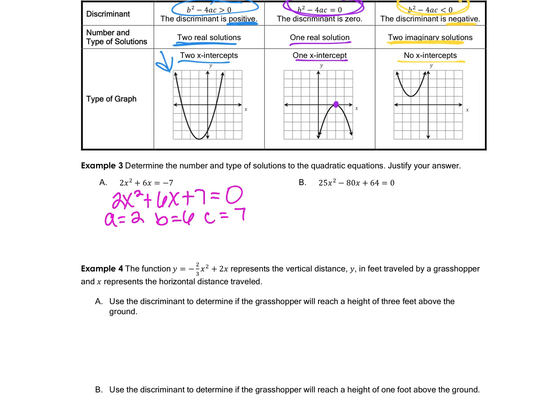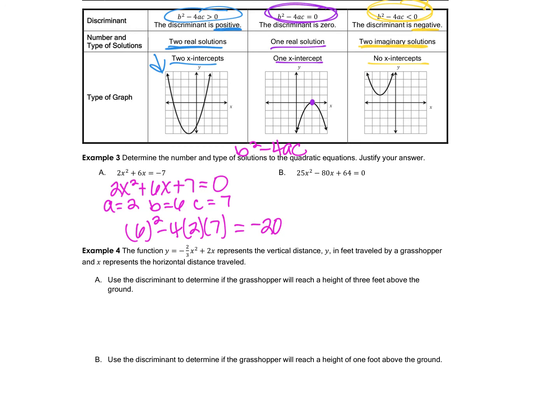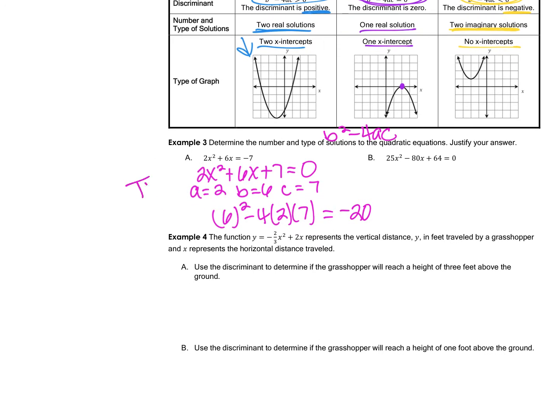To find the discriminant, it's b squared minus 4ac. So that would be 6 squared minus 4 times 2 times 7. When you work that out, you should get negative 20. Since I got a negative, that means I would have two imaginary solutions, because there would end up being a negative under the square root.